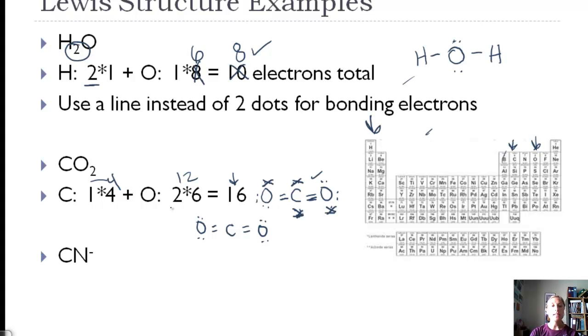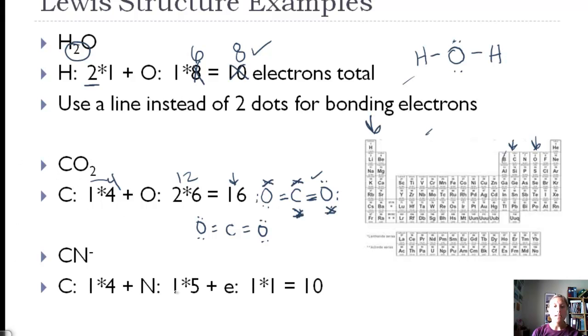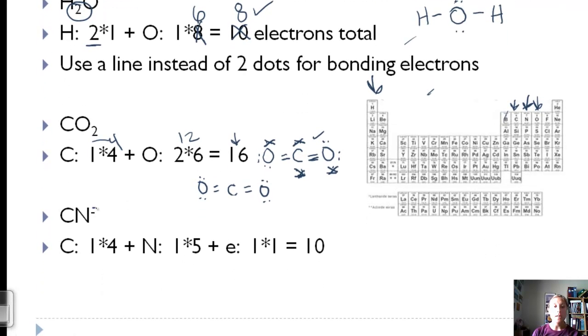Okay, let's look at something that's an ion. So cyanide: carbon, we know, donates 4. Nitrogen is in group 5, it donates 5, and then we have this -1. Well, that represents an extra electron, and since we're counting up electrons, we're going to multiply it by 1, and so that gives us 4 plus 5 plus 1, which makes 10.